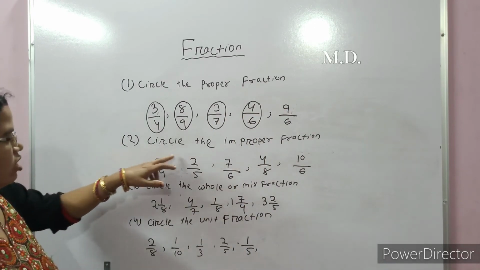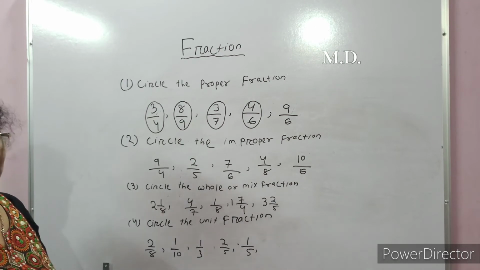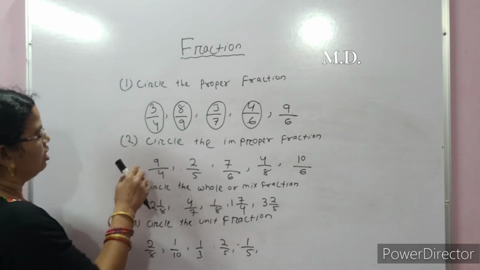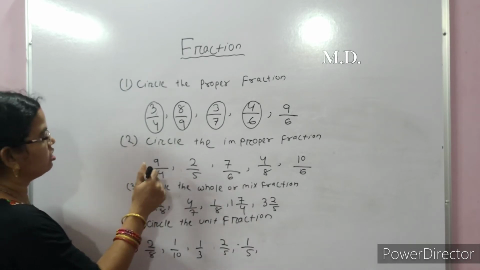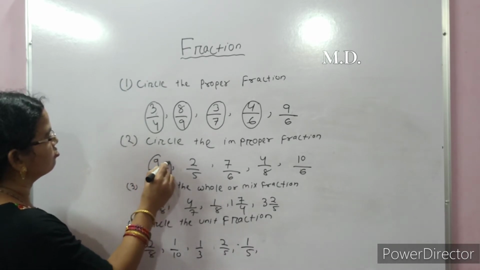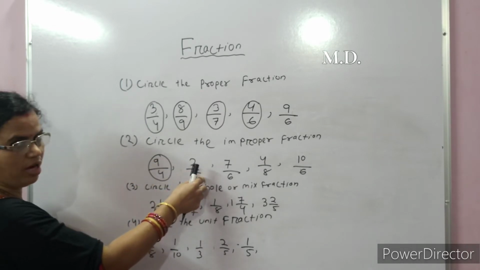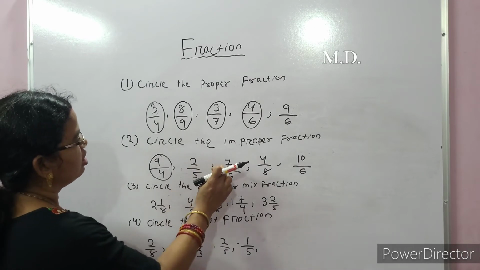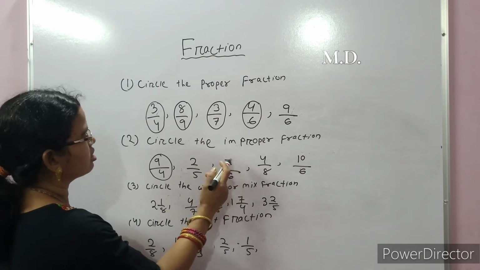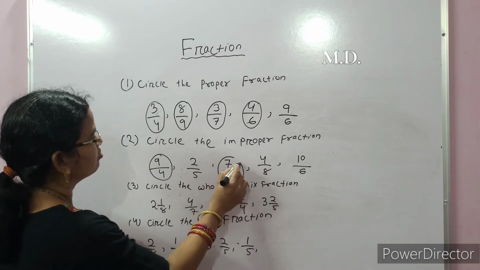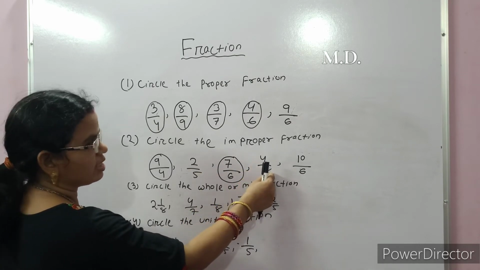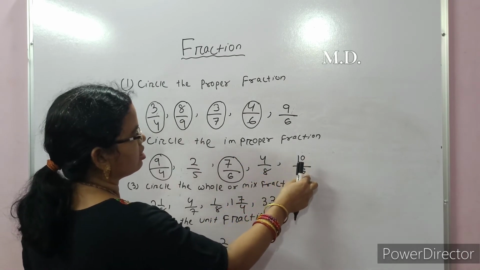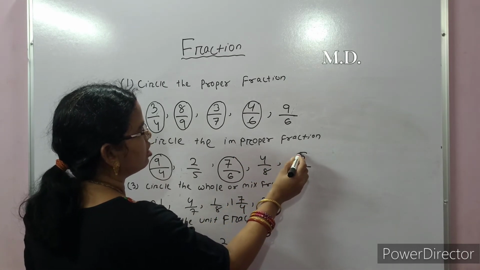Then circle the improper fraction. Improper fraction means the numerator is greater than the denominator. 9 is greater than 4. This is the improper fraction. 2 is less than 5. This is not the improper fraction. This is the proper fraction. 7 is greater than 6. This is the improper fraction. 4 is less than 8. This is not the improper fraction. 10 is greater than 6. This is the improper fraction.